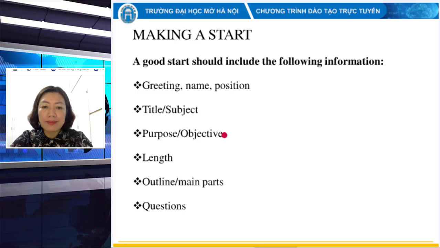Got it? So what should be included in the introduction? Be sure that the introduction includes greeting, name, position, the title or the subject of the talk, the purpose of the talk, the length, the outline, and how to ask questions.